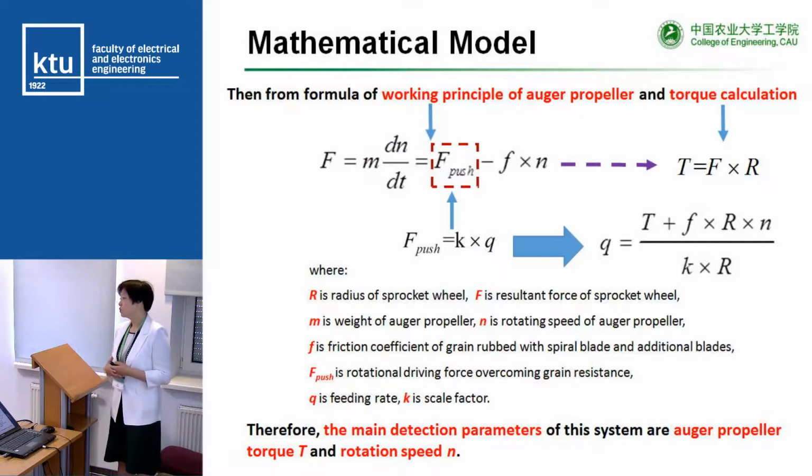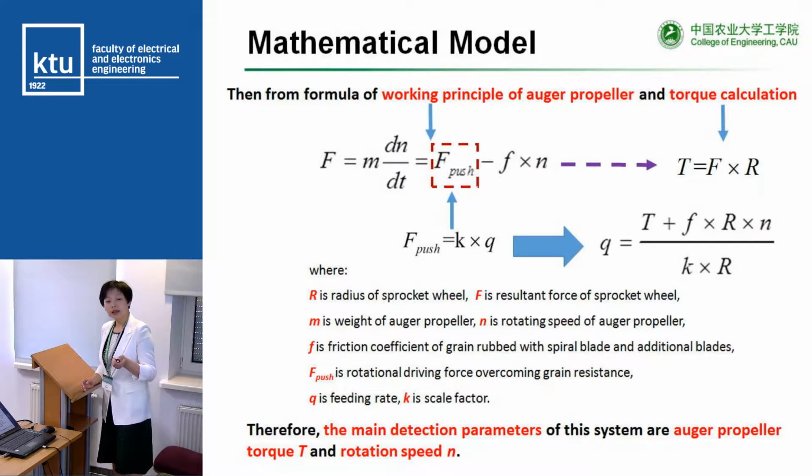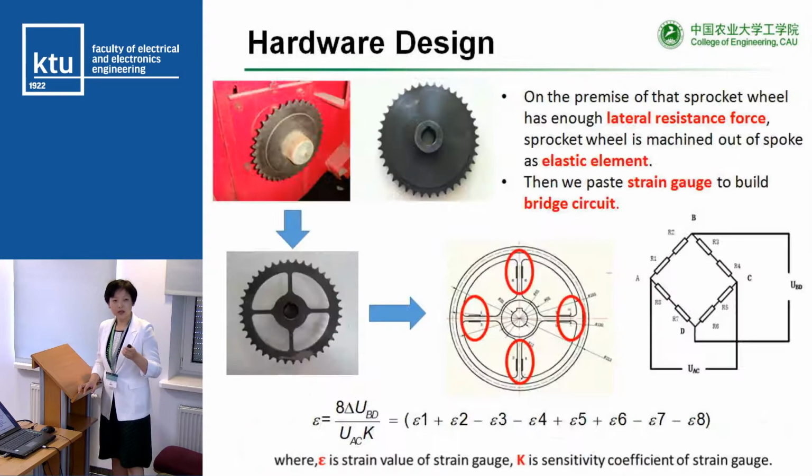First of all, we have to get a mathematical model. According to the working principle of the auger propeller, we get the relationship between the feeding rate, torque and rotation speed with these equations. After that, rotation speed is not difficult to test; only a Hall sensor is needed. But for the torque, we developed the sensors by ourselves.